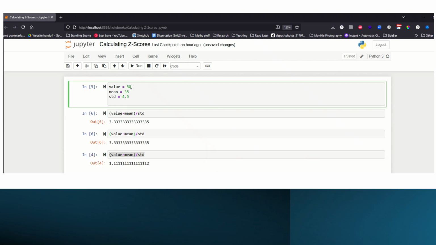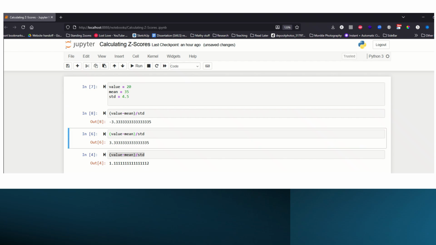This time, I'm going to give myself a very low value. Instead of 15 points above the mean, I'll give myself a value that's 15 points below the mean. So my value is going to be 20. And if I run that calculation, now I get the exact opposite number, right? So it seems like if a value is less than the mean, we get a negative z-score, and if a value is greater than the mean, we get a positive z-score. The further away that value is from the mean, the more positive or negative that z-score is.